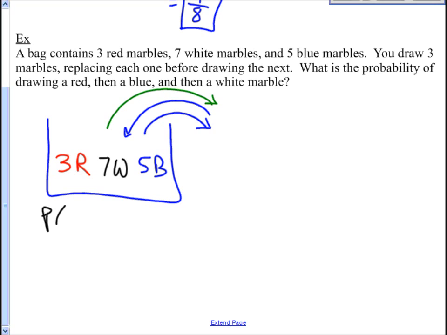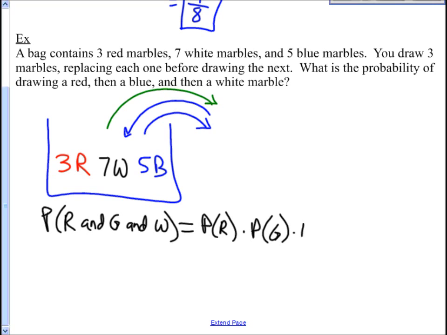of drawing a red and then a blue and then a white. Again, each of these are independent, so it's going to be probability that you get a red times probability that you get a blue times probability that you get a white. There's 15 marbles in the bag total.